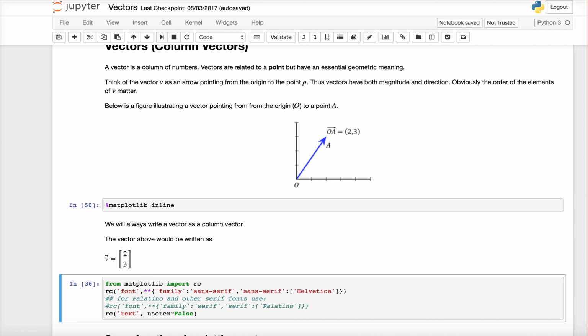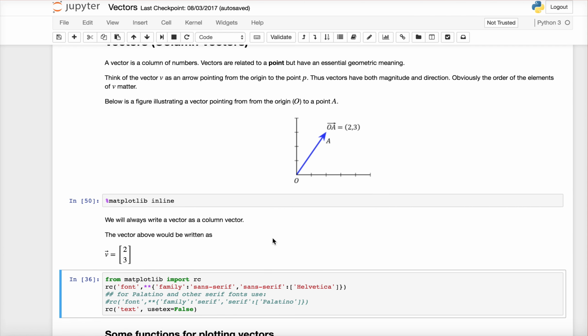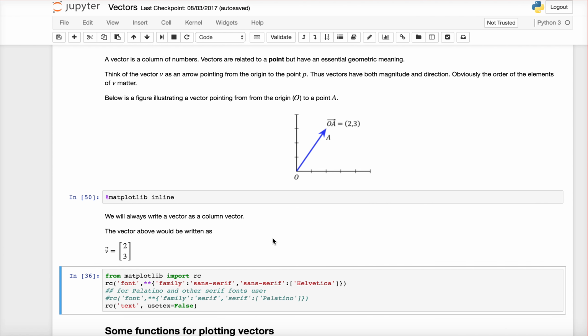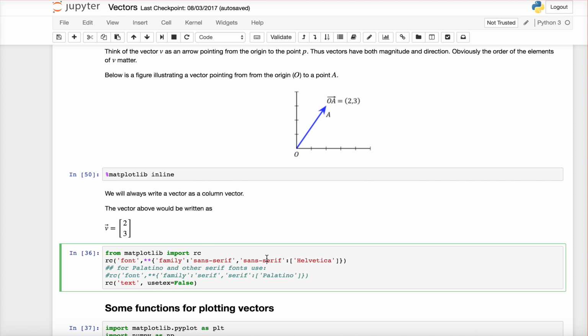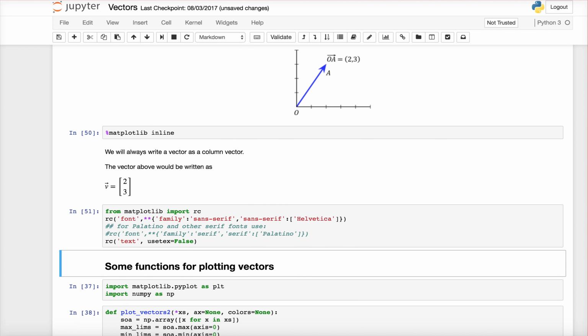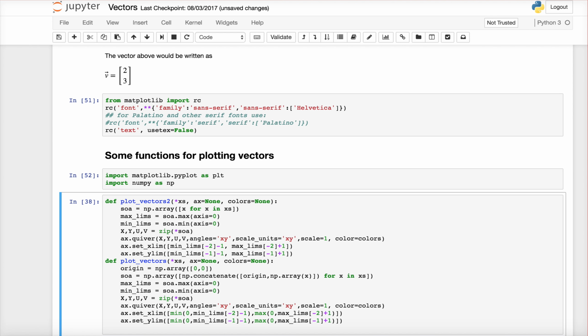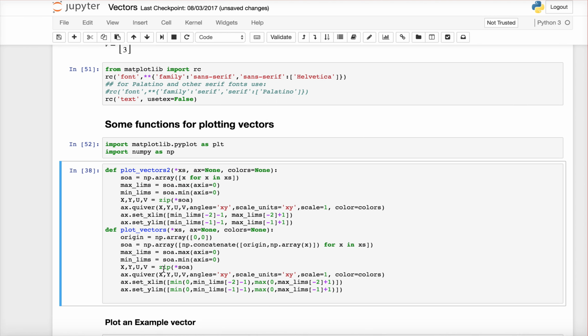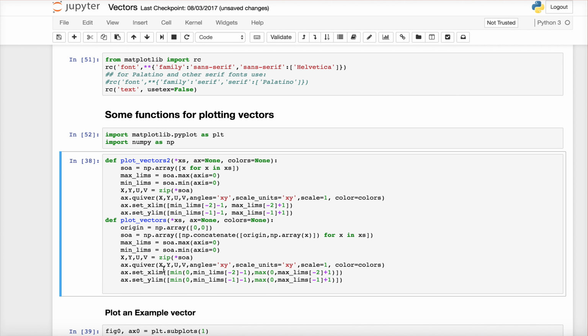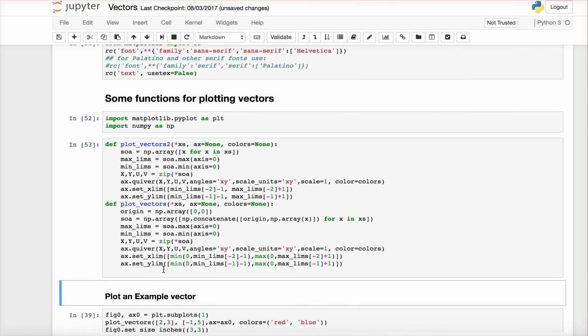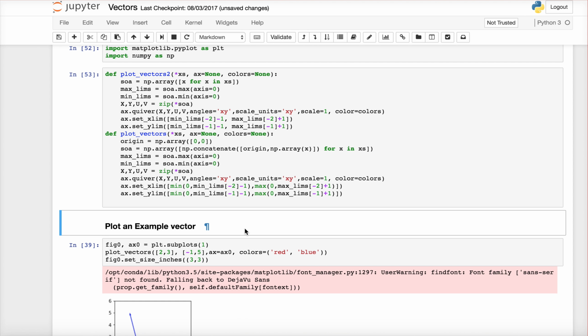So we could write a vector either as a column of numbers or as a row of numbers. And I'm going to treat a vector as a column, and then we'll see how we can write a vector in terms of a row of numbers. So here I'm just going to import some stuff for plotting. And so I'm going to write a function for plotting vectors, so you can look at that if you're interested in the details.